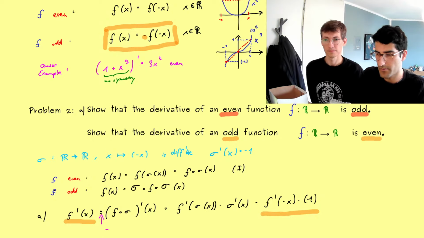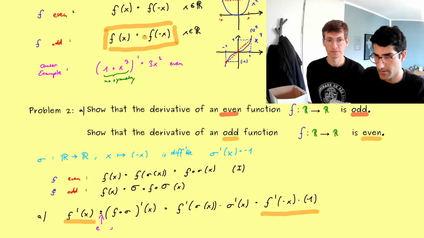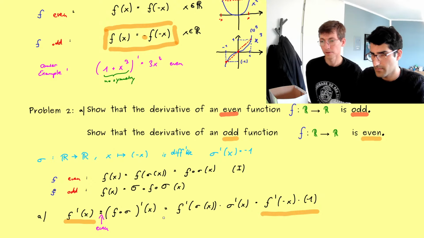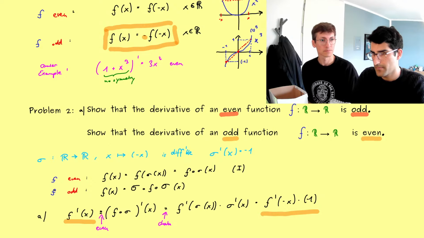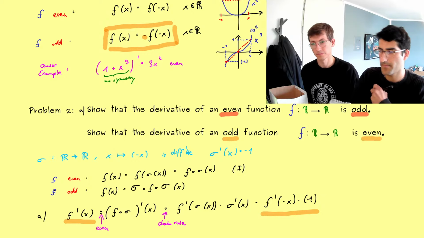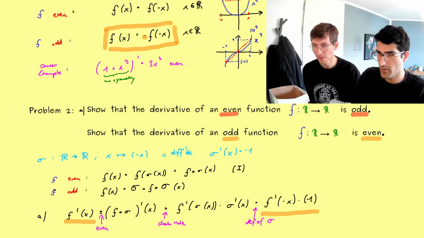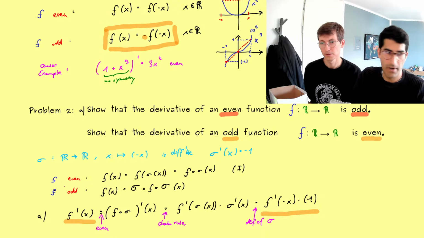So what we do here is f is even, and what we do here is we apply the chain rule. And then in here, this is just the definition of sigma. And the derivative of sigma we calculated here once to have it ready. Nice. And there we have it. That's a proof for part A.